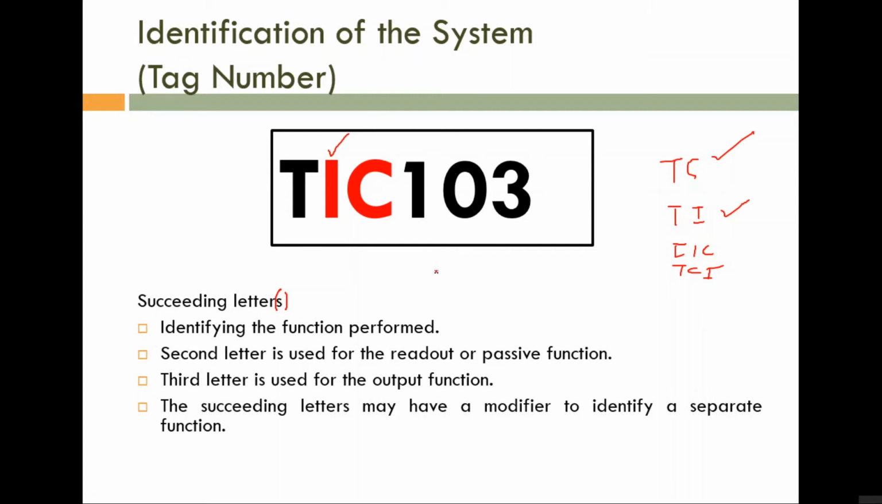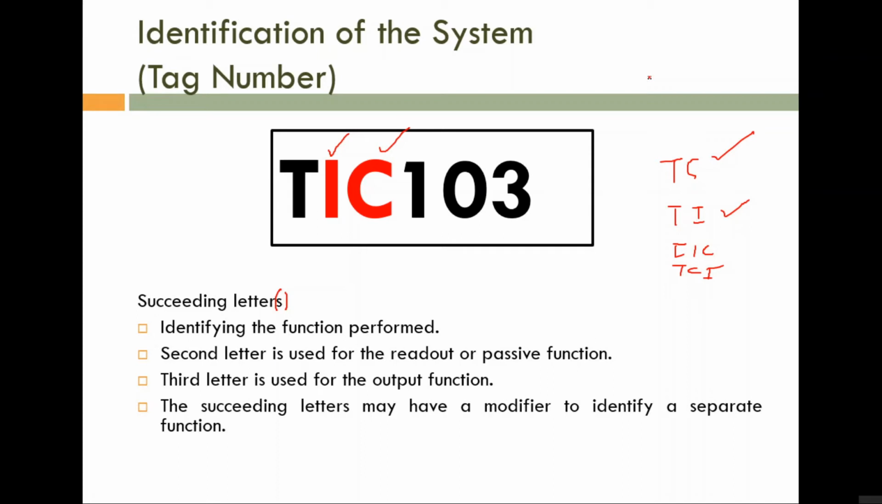or readout function. And what about the third letter, that is C? That one is the output function. We are outputting something to that instrument, or it is used for some outputting purpose, controlling. That is one type of outputting. Modification: if you are using this instrument to modify the value of some variable, like an I2P converter, then that one is a third letter.